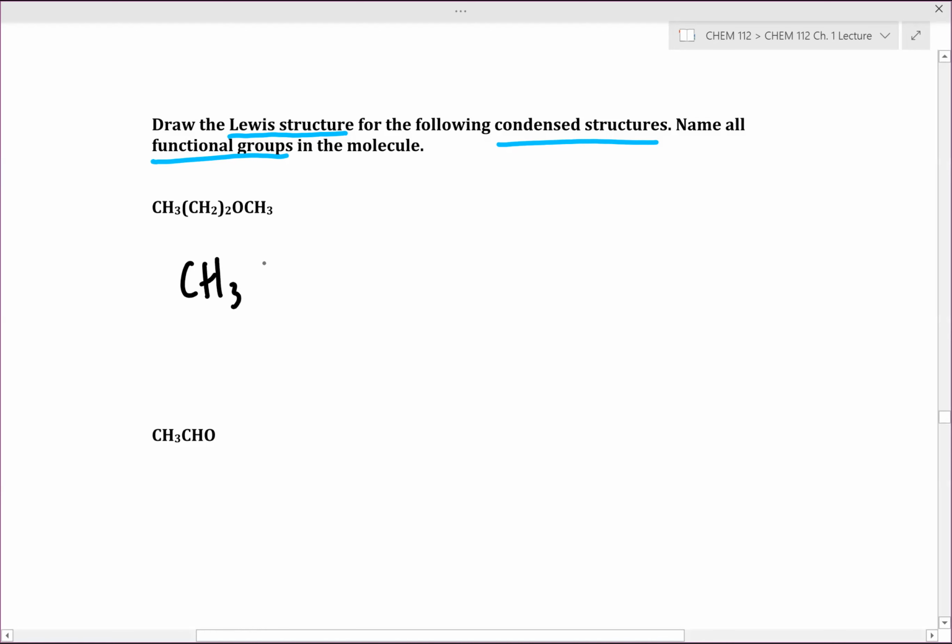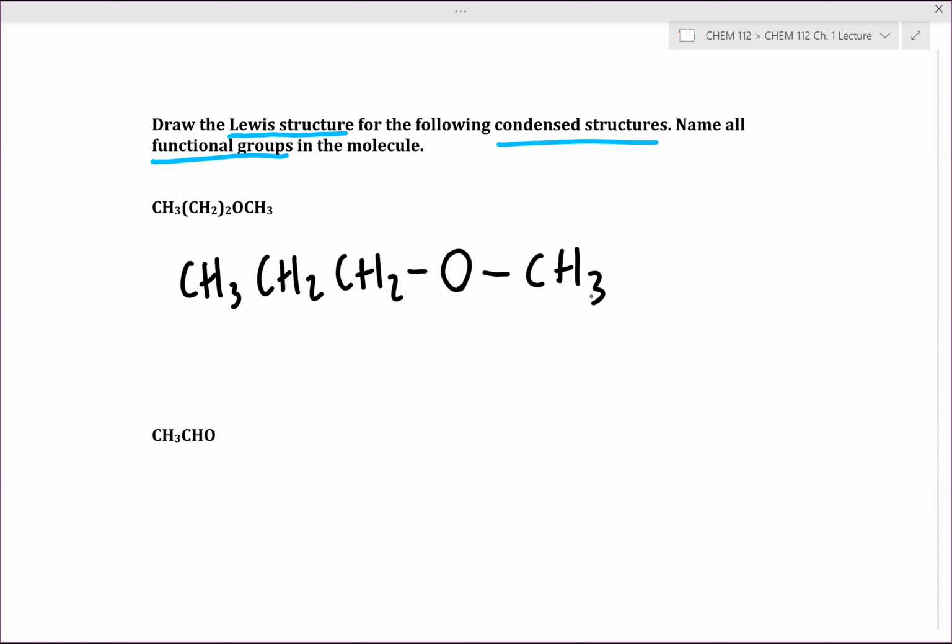Okay, what do we have to transcribe next? How many CH2s? 2. So I'm going to write CH2, CH2. What is attached to the CH2? Yep, an oxygen. And then we have a CH3 functionality. Now, how many lone pairs must be on that oxygen if it has 2 bonds? 2, yeah.